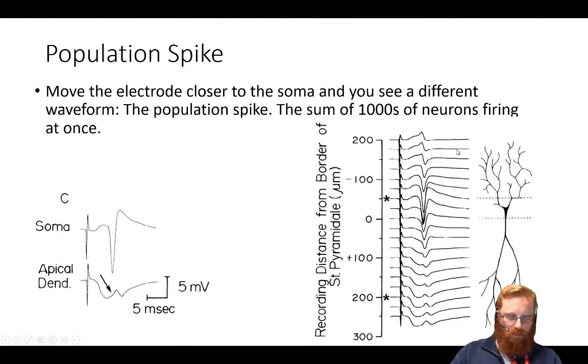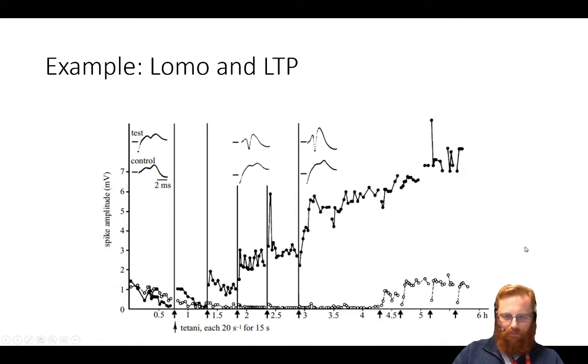Of course, it's worth remembering that we can only record these so clearly outside the cell because there are thousands of cells doing the exact same thing. And they're all packed together in the hippocampus, and so it creates a very clear extracellular waveform. Now, this kind of approach was famously used by two scientists called Bliss and Lomo when they discovered the idea of LTP, long-term potentiation.